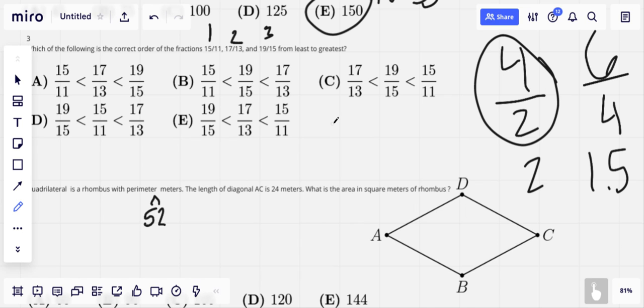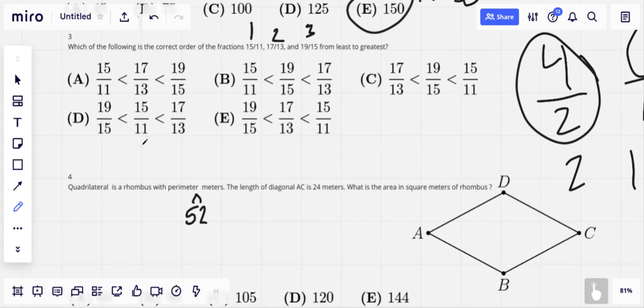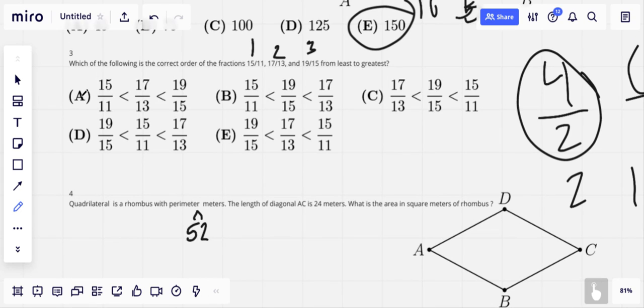So we can use the process of elimination. This one shows that 15 over 11 is the least, and that's not true, so we can X that out. And then this one shows 15 over 11 again as the least, and that's not right.